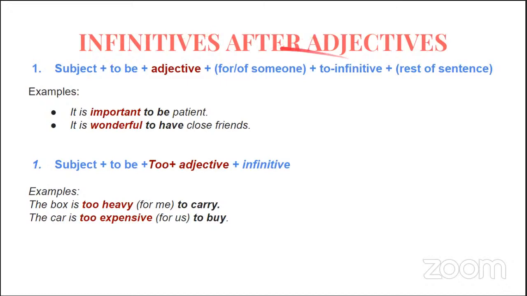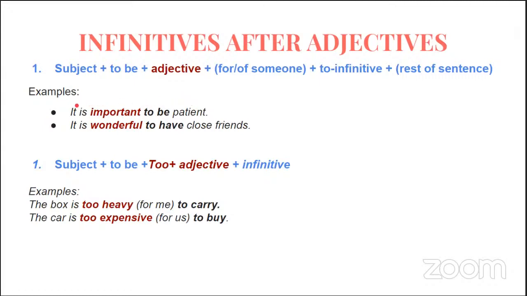Infinitives after adjectives. Well, to use an infinitive after adjectives, we have to follow this grammar structure: subject, followed by the verb to be, followed by an adjective, followed by for or of someone, mention the person, followed by an infinitive, and the rest of the sentence. Examples. It is important to be patient.